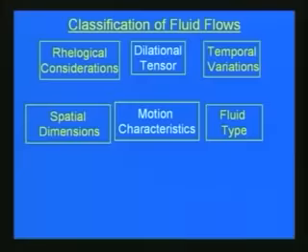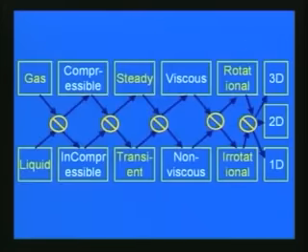So, mainly the fluid flow can be classified according to the rheological consideration, then spatial dimensions, then dilational tensor, then motion characteristics, the temporal variations and fluid types. Here we will discuss in detail the various types of fluid flow according to these aspects. As I mentioned earlier, the fluids can be either gases or liquids. So, the first classification of fluid flow is whether it is gaseous flow or liquid flow.